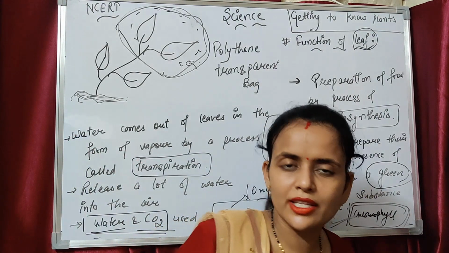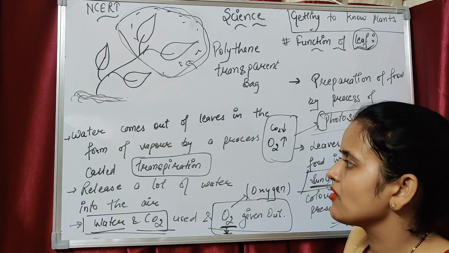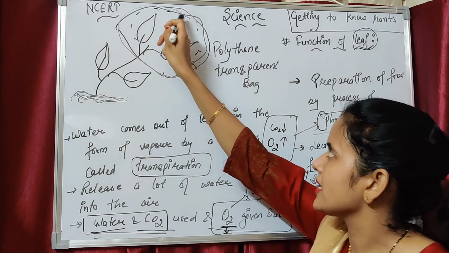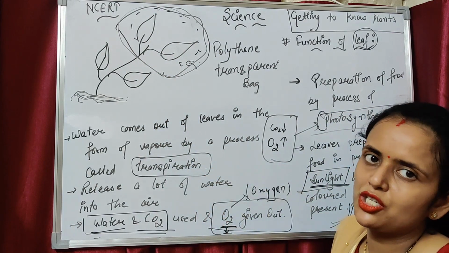While the leaf is making food for the plant, it releases some water vapor, and that appears inside the poly bag. That process is known as transpiration.